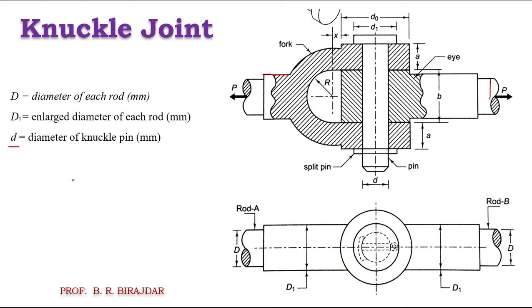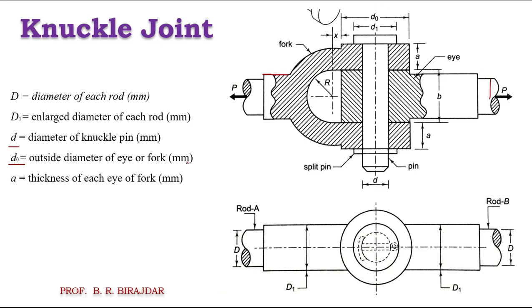Then small d is the diameter of the knuckle pin. This is the pin which we are using to connect the two ends, that is the fork end and the eye end. Then capital D0 is the outside diameter of the fork end. Here you can see from this end to this, it is D0.